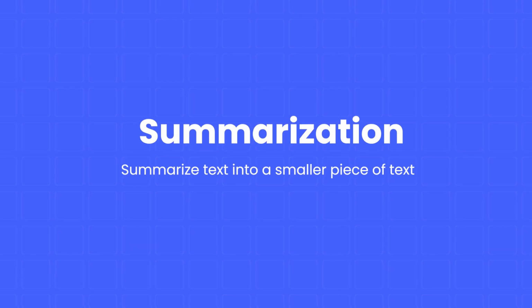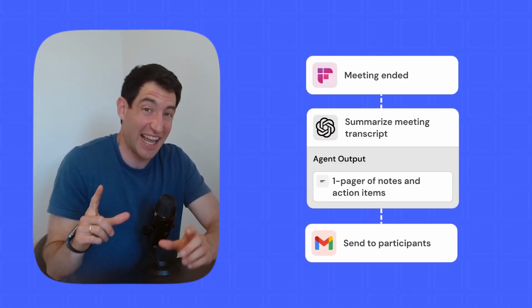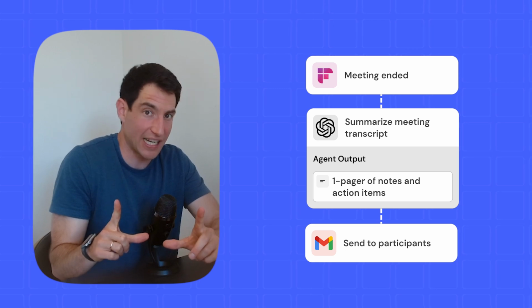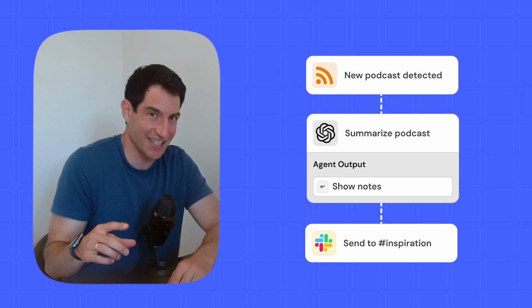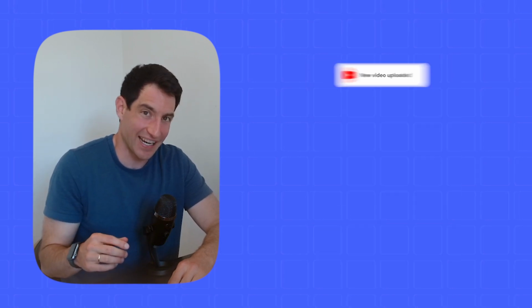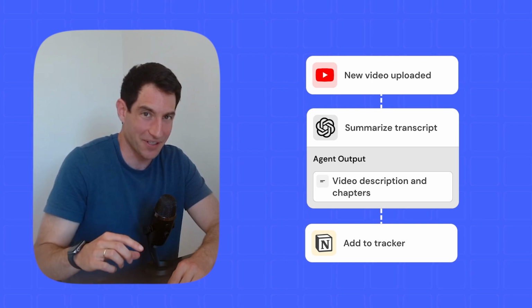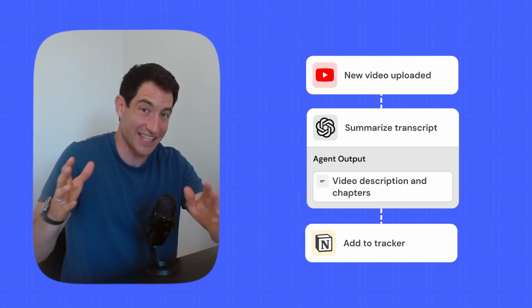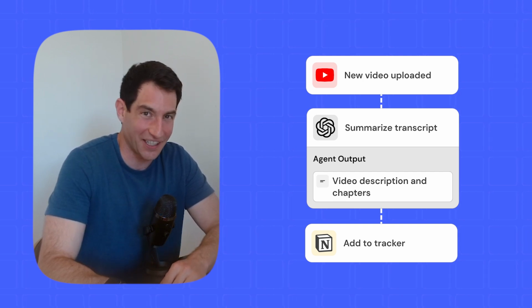The third thing AI is good at is summarization. That's when you take a larger piece of text and you summarize it down into a smaller piece of text. For example, you could take the transcript of a 60-minute meeting and summarize it into the one-page notes and action items. You could take a 30-minute podcast recording and summarize it into the show notes. You could take an 8-minute YouTube video transcript and summarize it into just the description and chapters. Summarization is super valuable because it takes a big thing that would be hard to consume and makes it fast. And AI is really, really good at this.